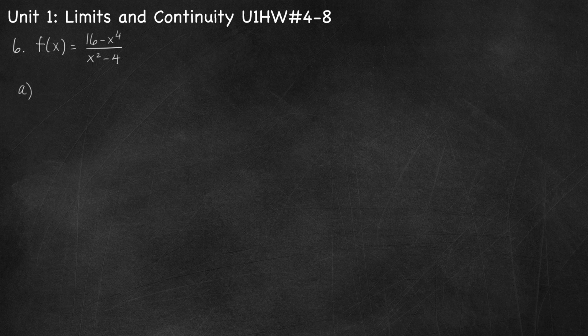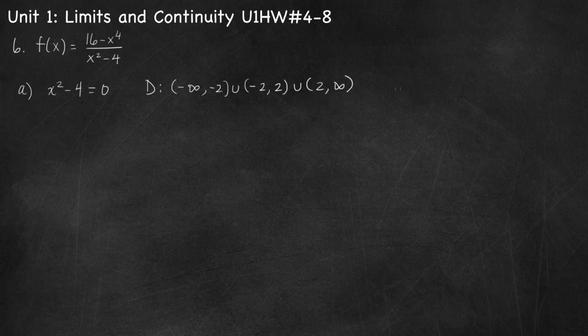So the domain would be all real numbers except those values that would make the denominator equal to 0. So if we solve x squared minus 4 equals 0, we get x equals plus or minus 2. Those are the values that are not in the domain. Okay, so my domain, if we're using interval notation, we want all real numbers except for plus or minus 2. We would say negative infinity to negative 2, union, negative 2 to 2, union, 2 to infinity.